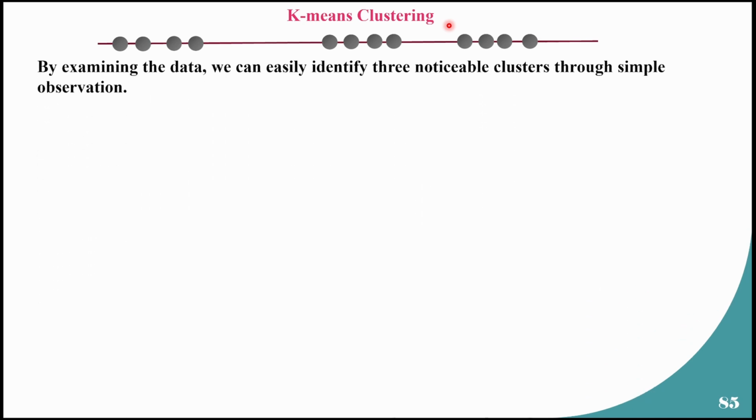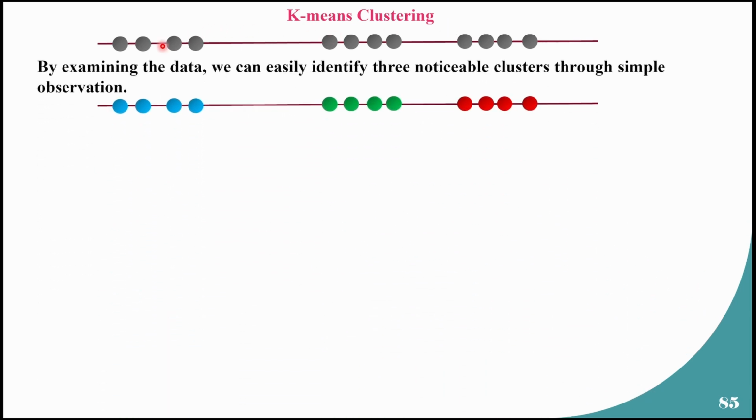Okay, so for simplicity's sake, we did a 1D clustering example. We said that by examining or just simple visualization, you can see three clusters are possible, right? But a computer, of course, cannot just see it directly. It has to do some calculations.